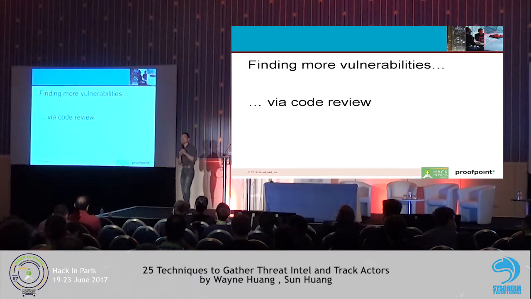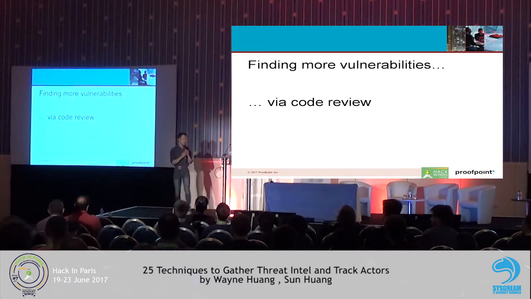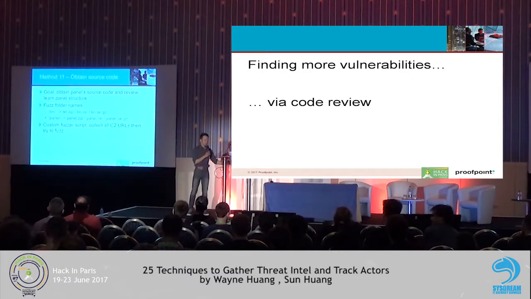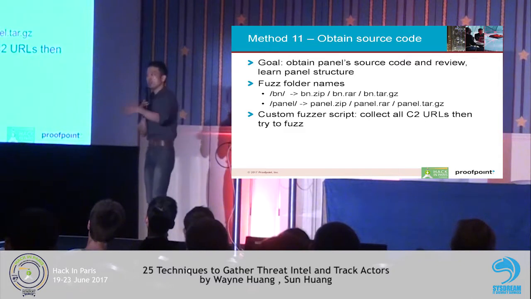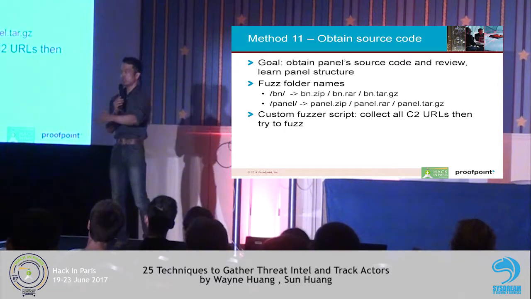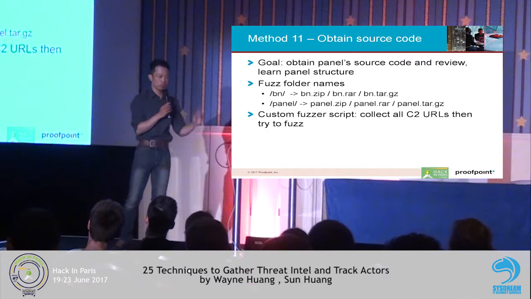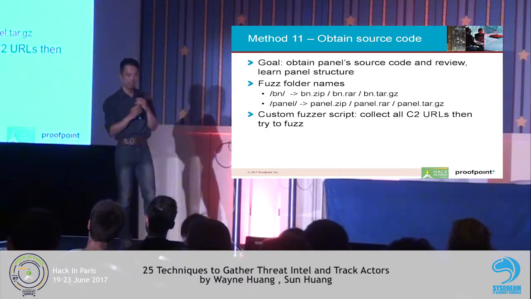So how do we find more vulnerabilities? Code review. We're going to be talking about 4 code review techniques. The first one is, how do we obtain source code?